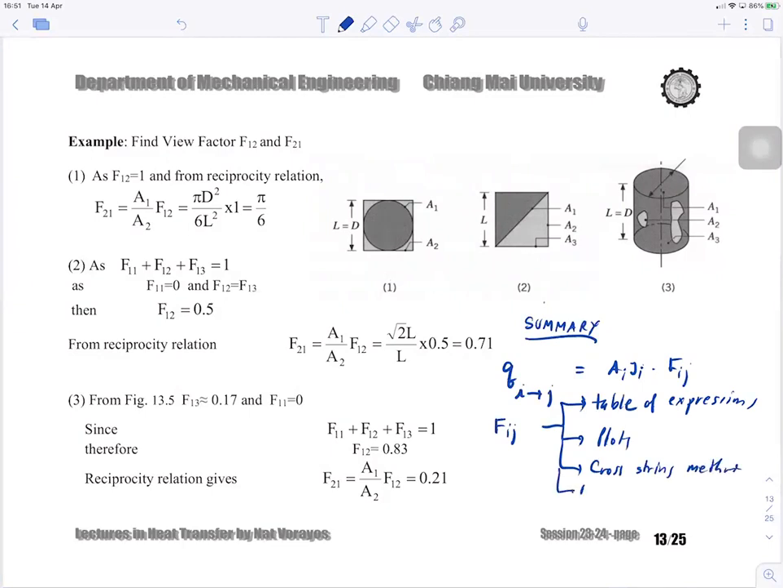You can find it from the reciprocity relationship. You can find the sum of the view factor equal to 1. And from the view factor of the composite surfaces. Okay?